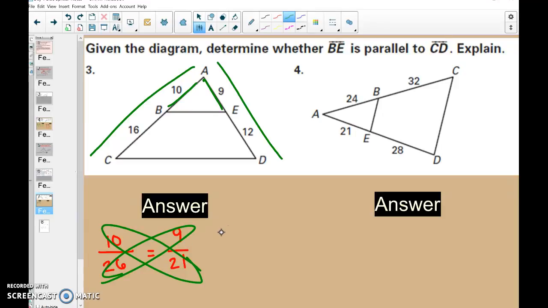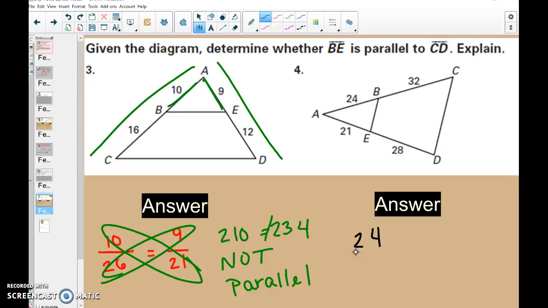10 times 21 is 210. Okay, and then 5, carry the 4, 5, 18 plus 5. Alright, so those numbers do not equal each other. So this is not parallel. Okay, pretty easy to figure that one out.